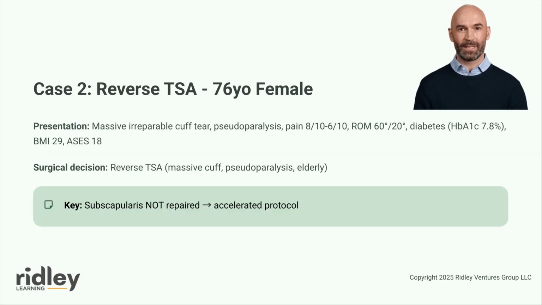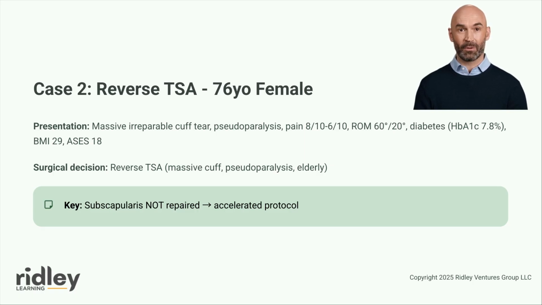Now let's examine case study 2, reverse total shoulder arthroplasty in an elderly patient with rotator cuff arthropathy. A 76-year-old female with massive irreparable rotator cuff tear presented with pseudoparalysis, severe pain rated 8 out of 10 with activity and 6 out of 10 at rest, and complete overhead dependence. Her medical history included type 2 diabetes with hemoglobin A1C of 7.8% and body mass index of 29 kilograms per meter squared with no prior shoulder surgery.